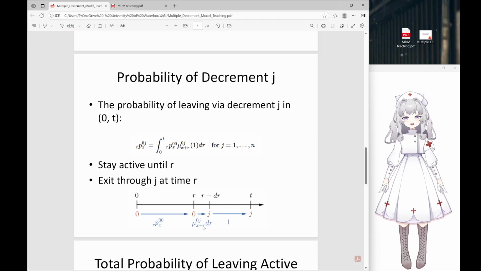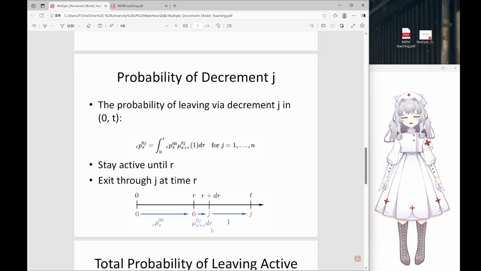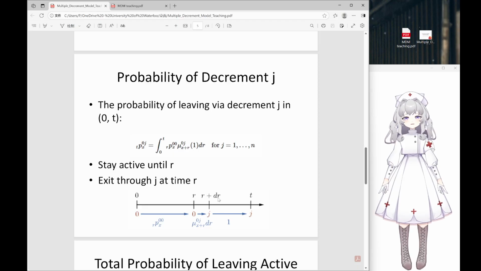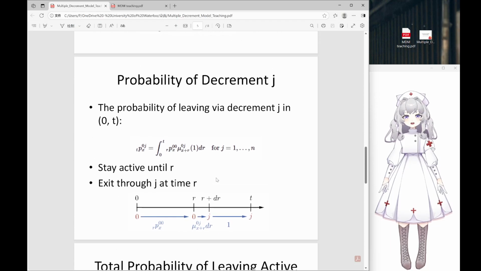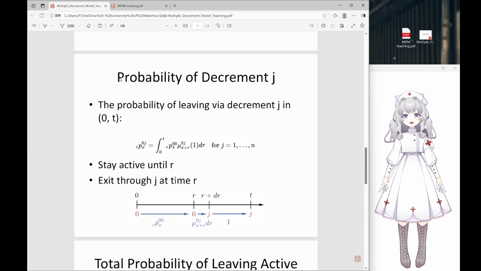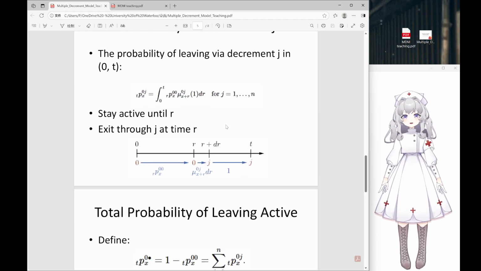Let me just repeat it again. Using a very short time period dr, and by the force of transition, we multiply them together, then we have the probability of transition from 0 to j. Okay, so this is the second probability, the probability of decrement.